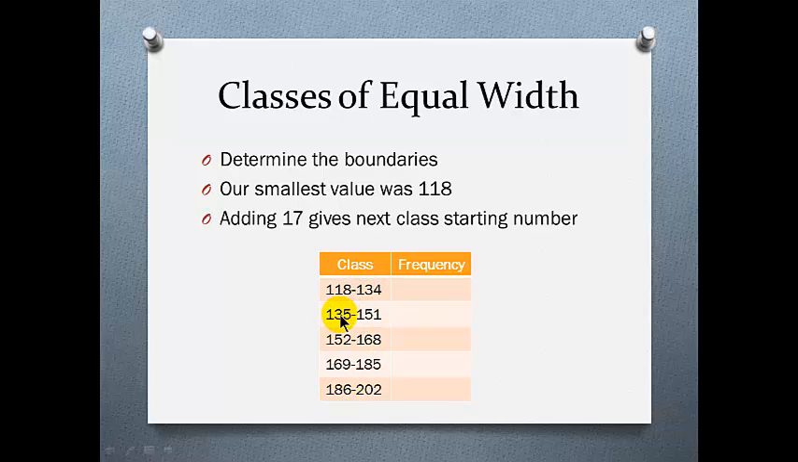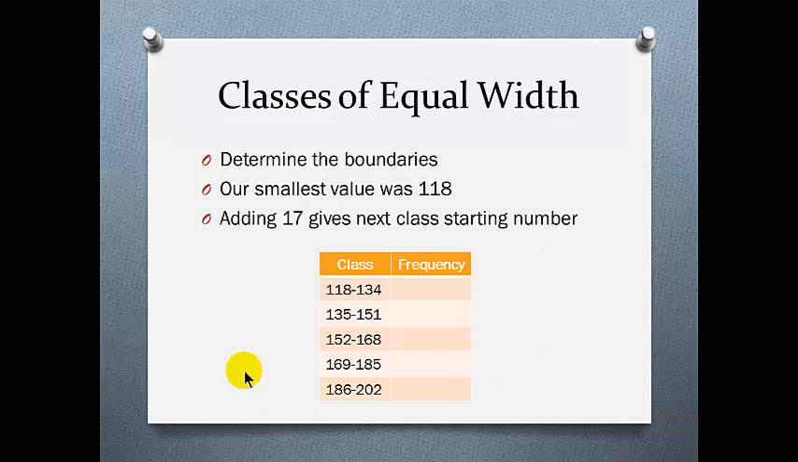135 minus 1 is 134. It's kind of the break off. 135 goes through 151 because 152 is on the next row. Through 168 because 169 is on the next row. And now we've got our 5 groups.